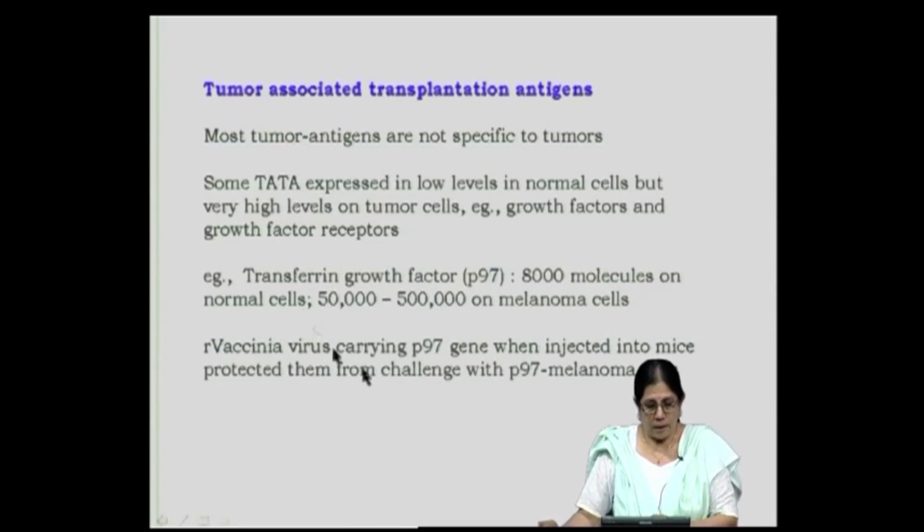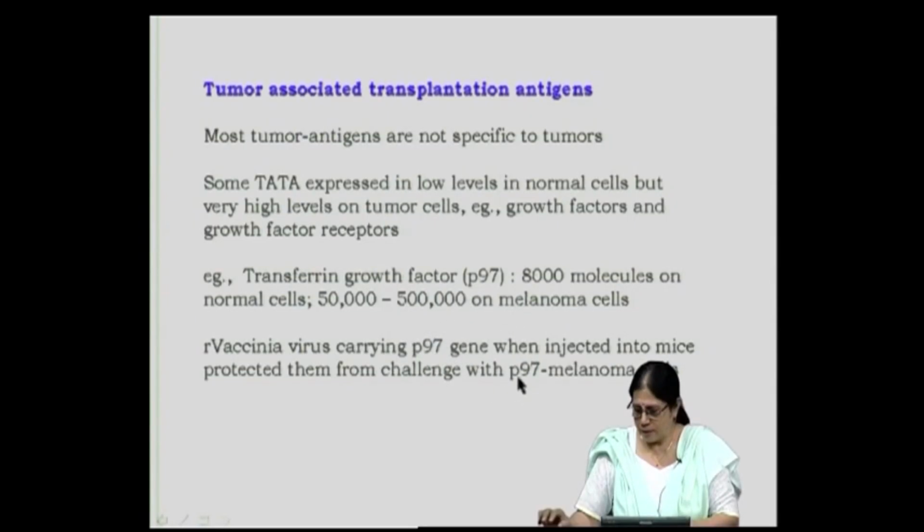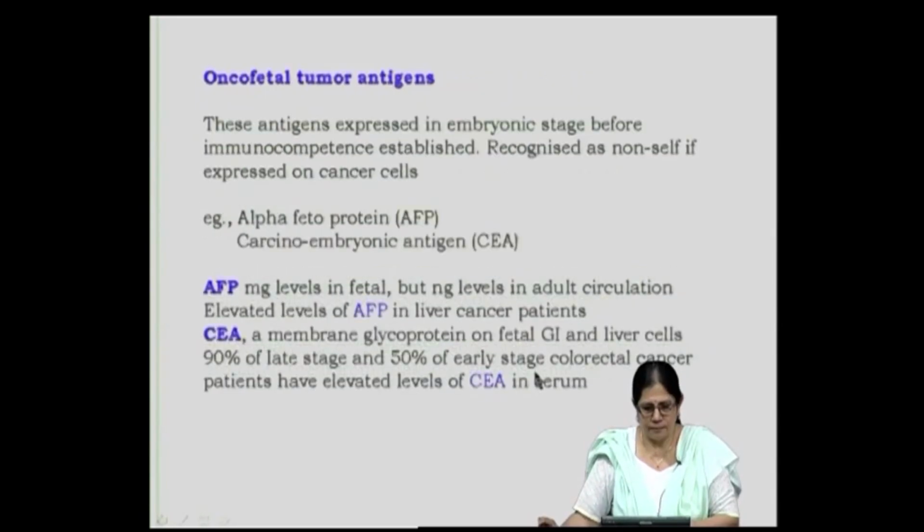In association with P97, a recombinant vaccinia virus which carries the P97 gene, when injected into mice, protected them from challenge with P97 melanoma cells, again showing that one can generate an immune response to P97 and that this could be protective.